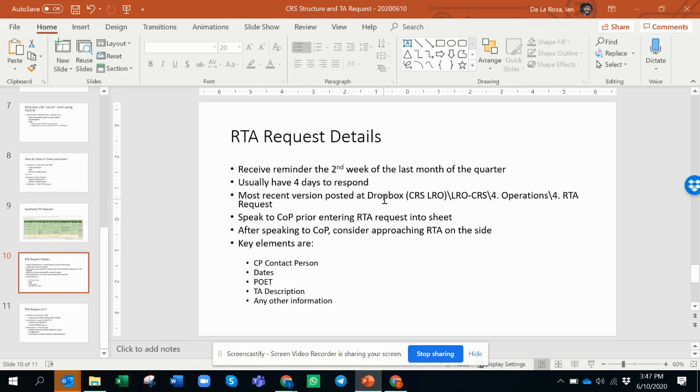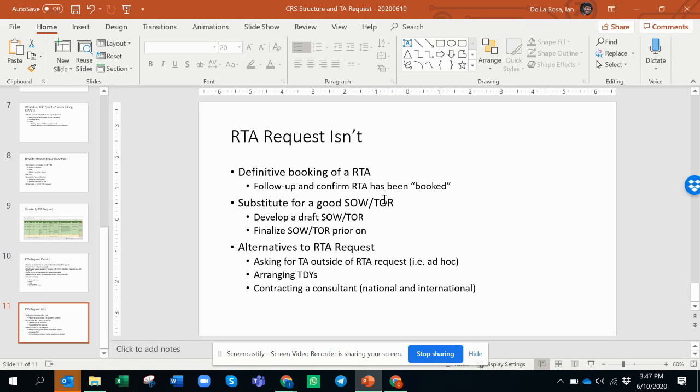Now let's talk about what this is not. It's not like you book the RTA and then you just sit and wait and say, I booked them. Yeah? This is more of a coordination tool than it is a booking tool. It's not a substitute for a scope of work or TOR. You don't say, well, I submitted my RTA request, I'm done. You may even want to come up with a paragraph SOW so people know what you're talking about even before sending it. And then you're expected to come up with a full scope of work because that's really important for an RTA. Again, they're like a consultant. They want to know what the background is, what's expected of them, what the deliverables are, etc.